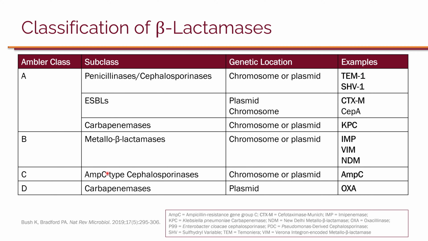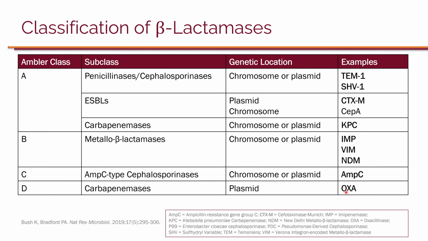Class C is essentially AmpC for the most part, and there are other enzymes in this class, but the most clinically relevant is AmpC. These break down cephalosporins, but they can also break down penicillins. These AmpCs are stable to cefepime, so they cannot break down cefepime, and they are also stable to carbapenems. So they cannot break down any carbapenems, including imipenem, meropenem, doripenem, and ertapenem.